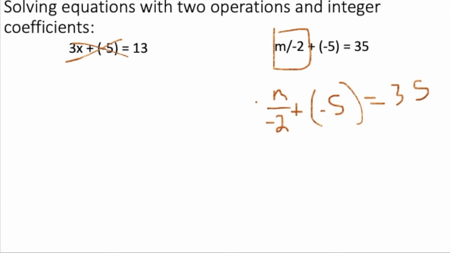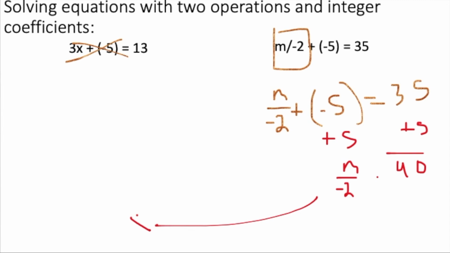Okay, so the first thing I'm still going to try to isolate m. I want m to be by itself. So I'm going to add 5 to both sides. Okay, so this is going to be equal to 40. And now this side is equal to m over -2. Now, this fraction, I'm going to write it over here, remember, can be written as division. So this would be m divided by -2.